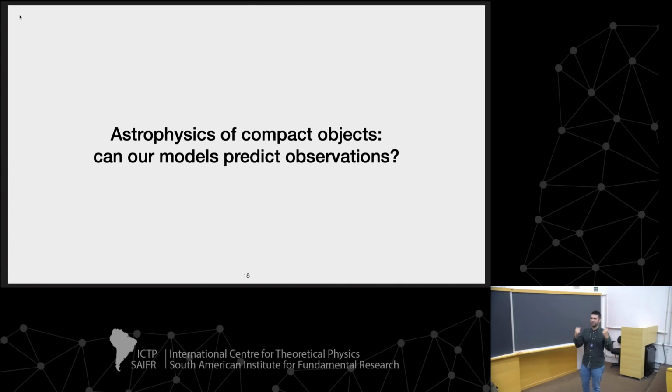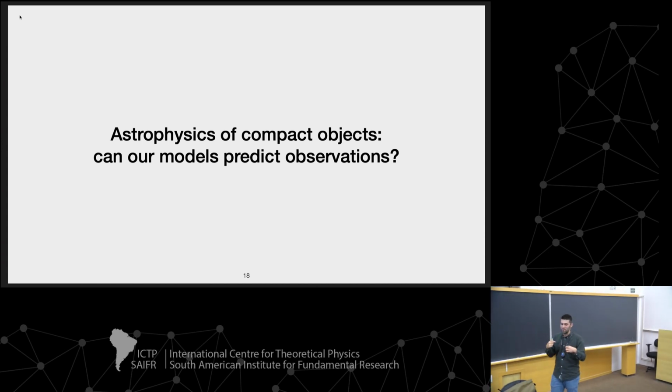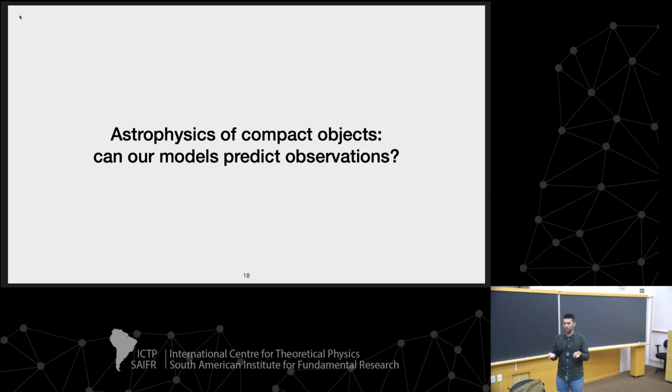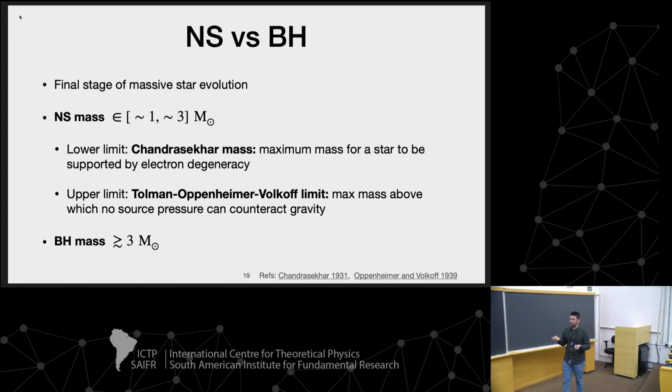Okay, so that was from observation. Now, finally, we go to the point of how we model astrophysical compact objects. So how can we ask, can our models predict actual observations? And so now we need to open this new chapter. So let's talk about these compact objects.